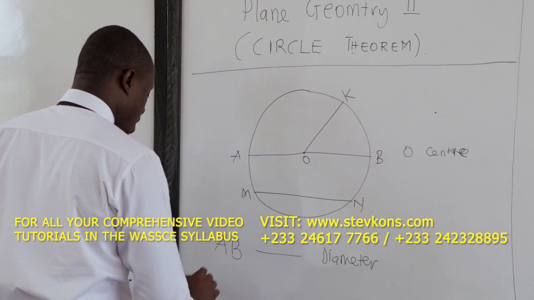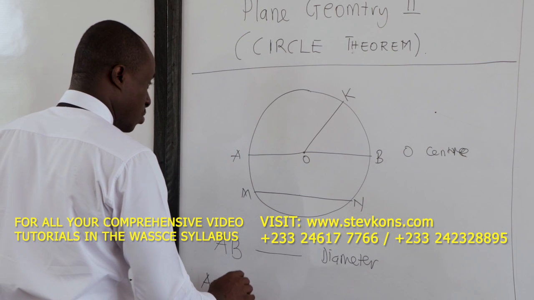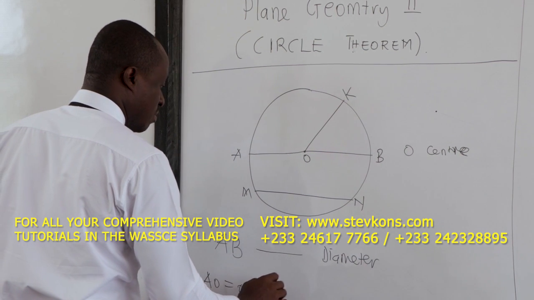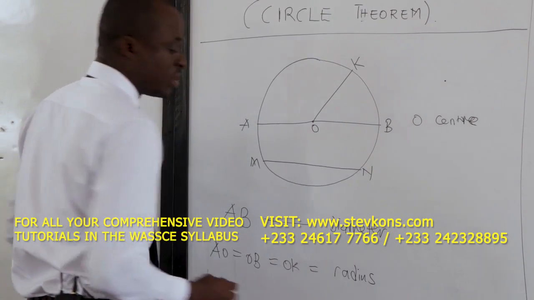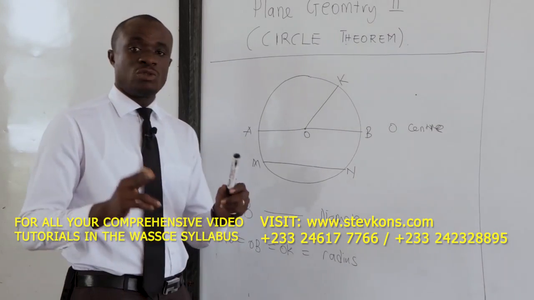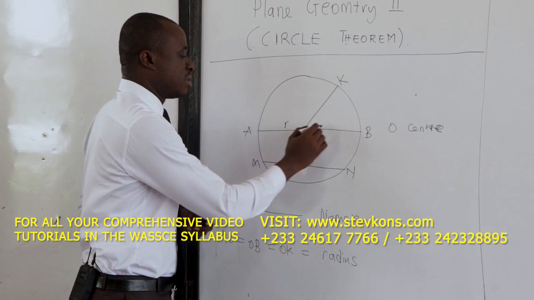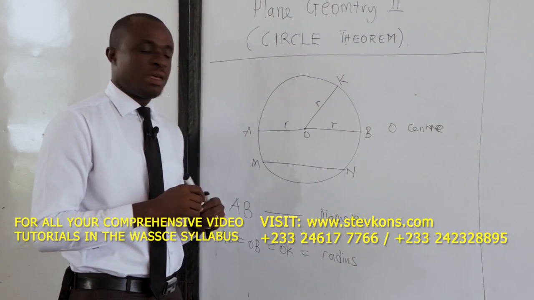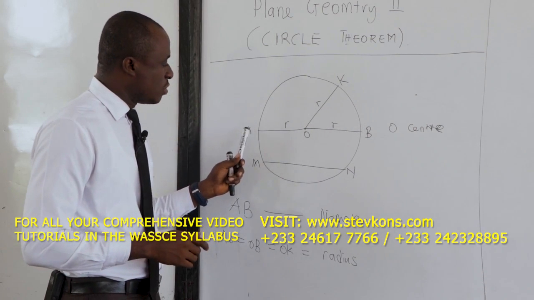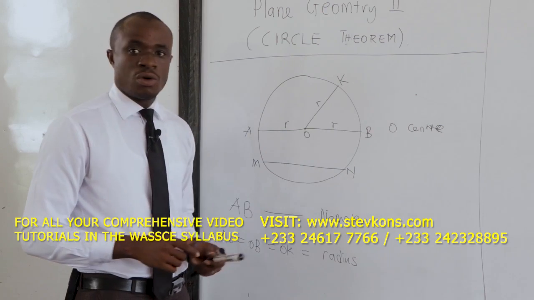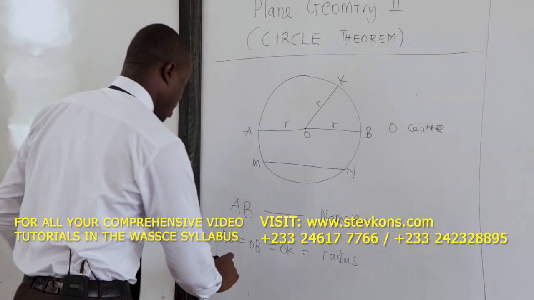Now AO is the same as OB, which is the same as OK, and this we call the radius. The radius divides a diameter into two equal parts. This is R, this R, this R, this also R: from center to circumference, center to circumference. So AO is the same as OB, which is the same as OK, and all of them are radius.